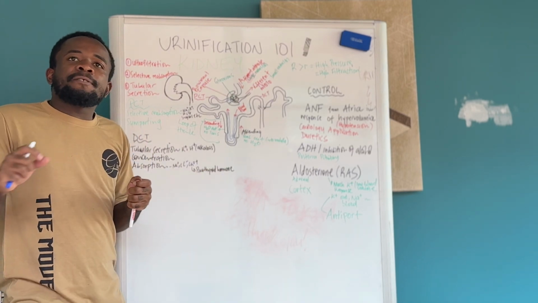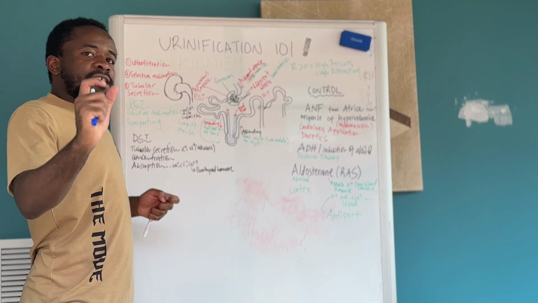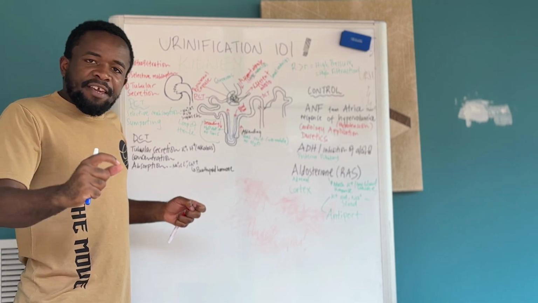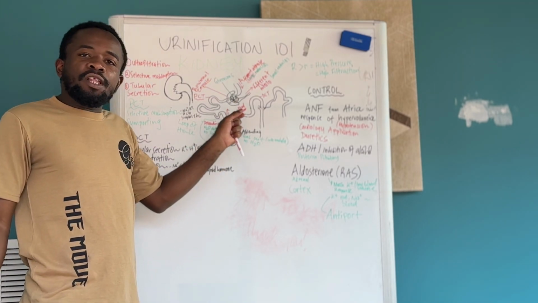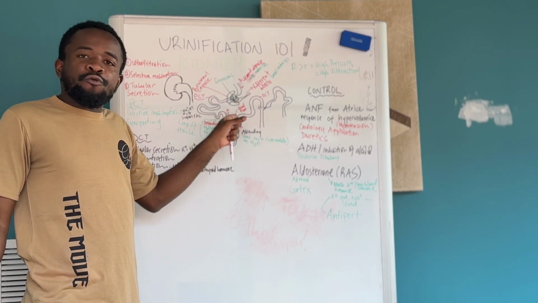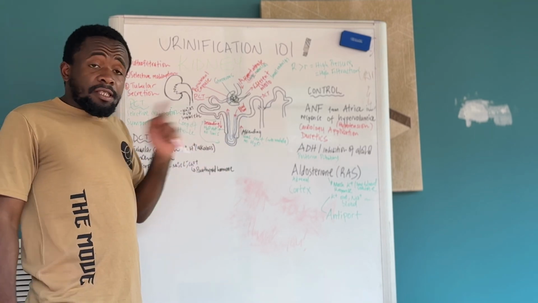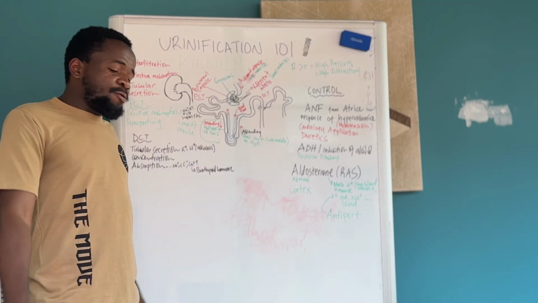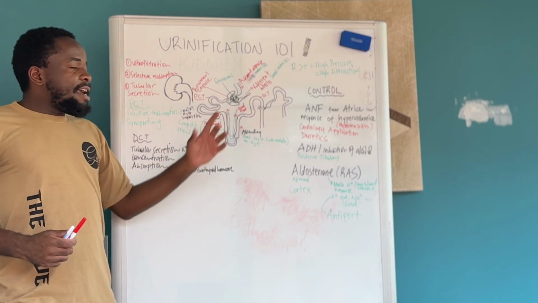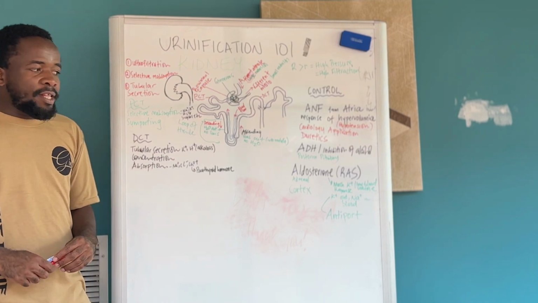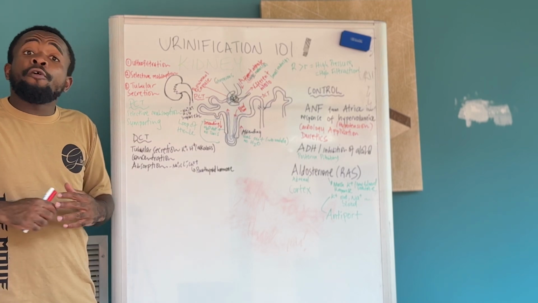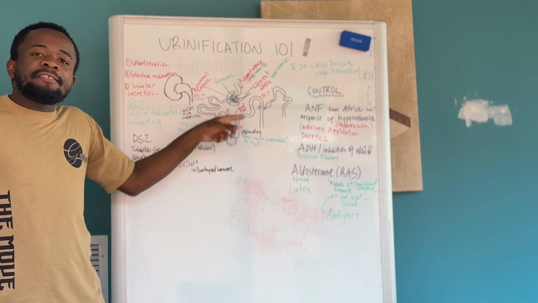Things like proteins, which are large, or any other large carbohydrates, antibodies, and any other large molecules are not filtered during ultrafiltration. If they are, it means you have a problem and you have to seek medical attention. The high pressure created in the glomerulus simply means that what gets out of the glomerulus is coming out of blood. This is blood being filtered.